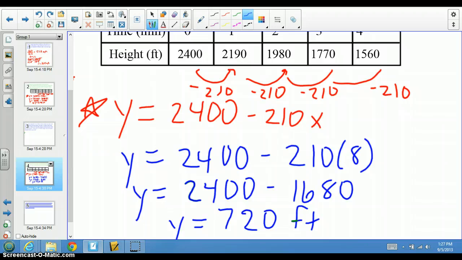So this person, they would decline 210 feet per minute. After 8 minutes, they would be at 720 feet off the ground. Okay, when they started at 2,400 feet.